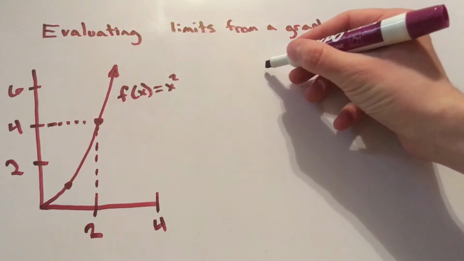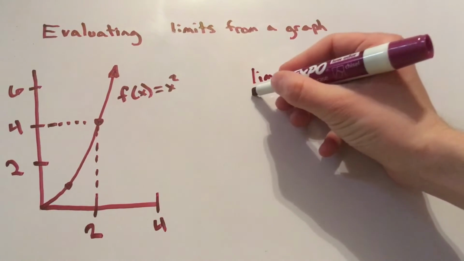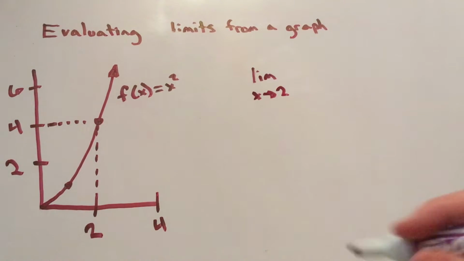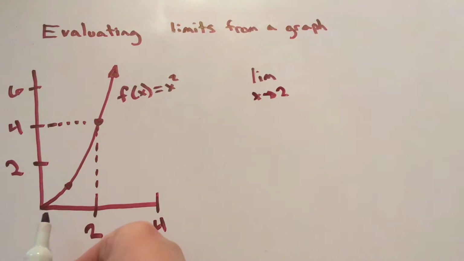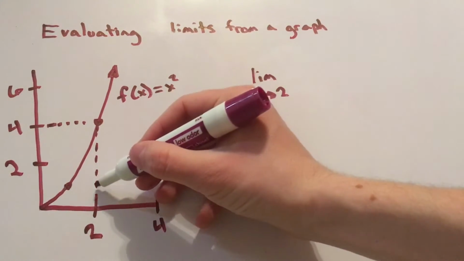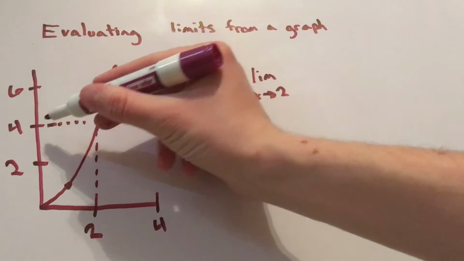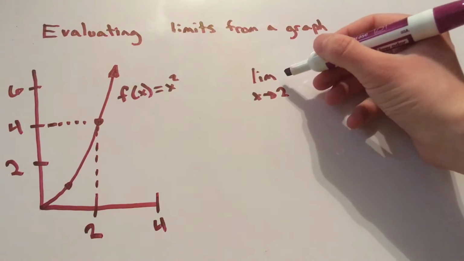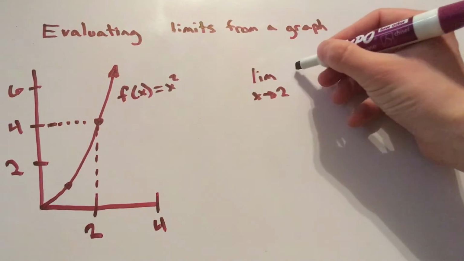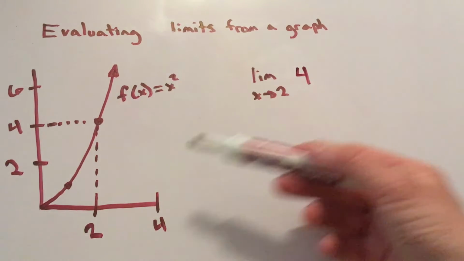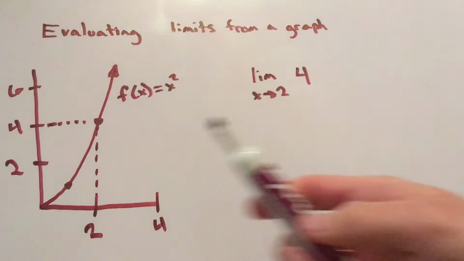So here's a practice problem. Limit as x approaches 2. We can start at x equals 0 and gradually move towards 2. The function is going up as x approaches 2, and when x is 2, the function value is 4, and we're on the graph. So the limit as x approaches 2 would be 4. It doesn't ever reach 4 because it says x approaches 2, not x equals 2.